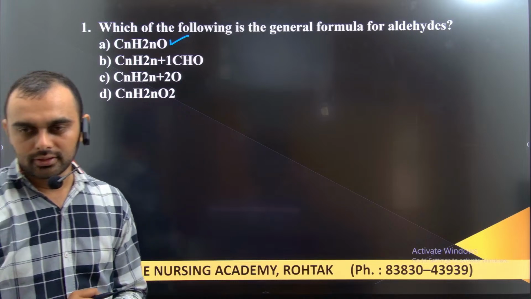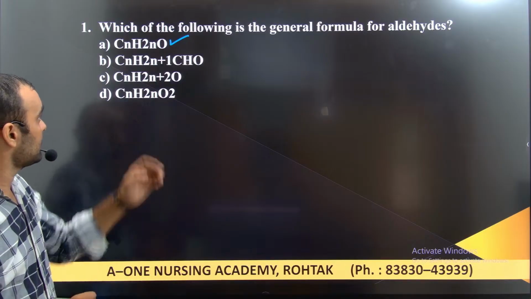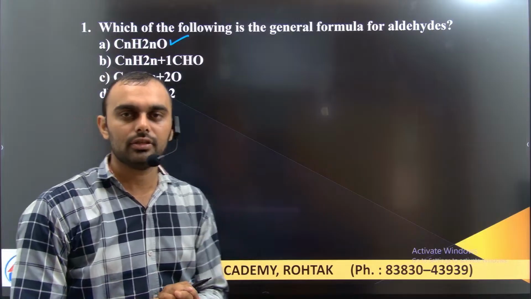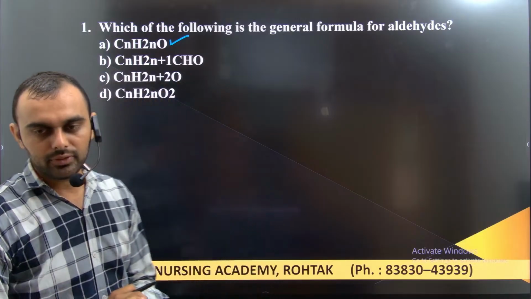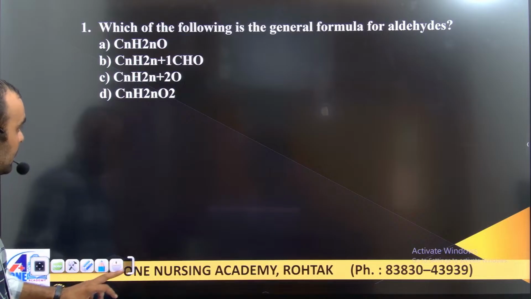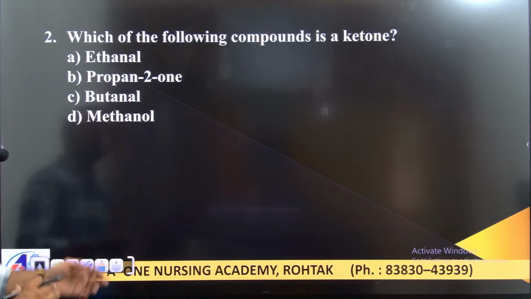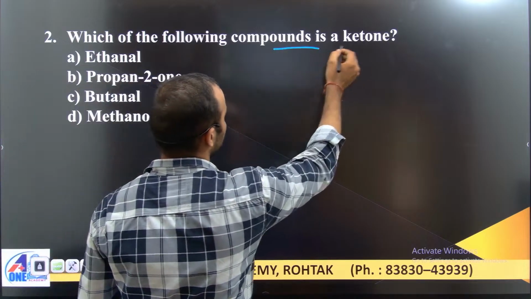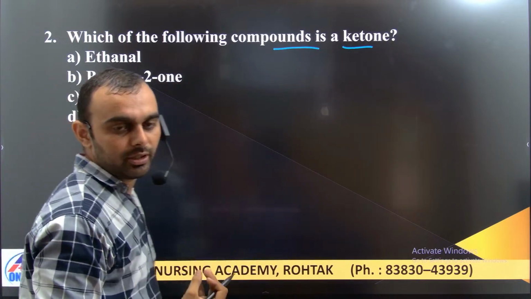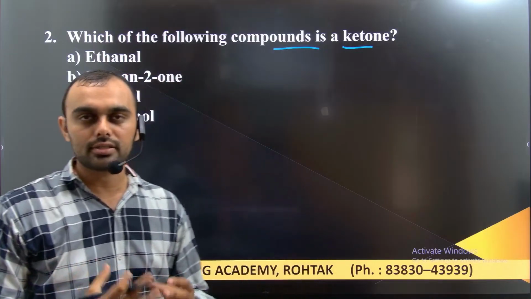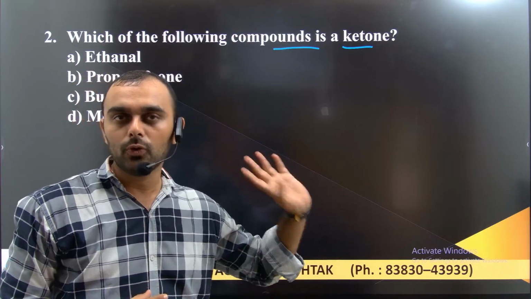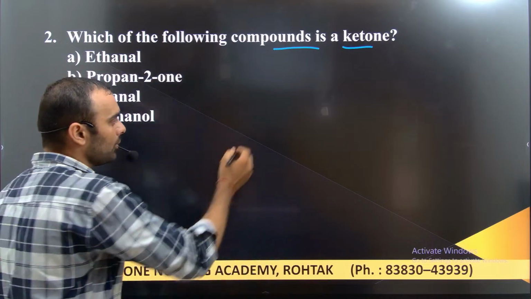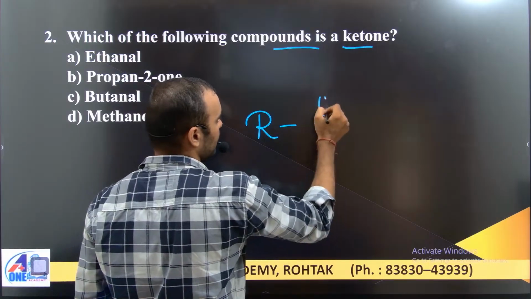Okay, so this is the answer of the first question: CnH2nO is the general formula for aldehyde. Now we are moving towards the next question. Which of the following compounds is a ketone? What is the demand of the question? It asks which one of the four options is a ketone. So what is the general formula of ketone? That is RCOR'.